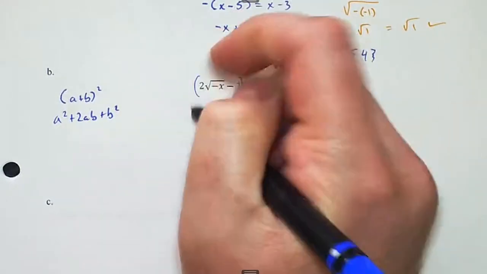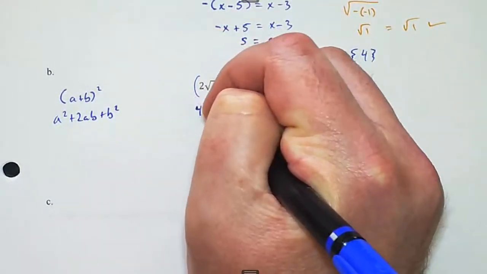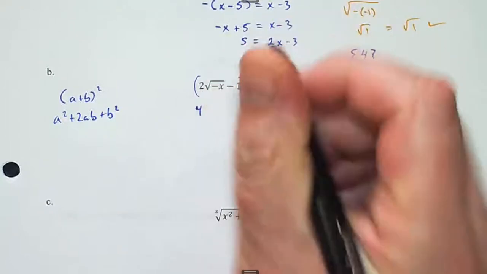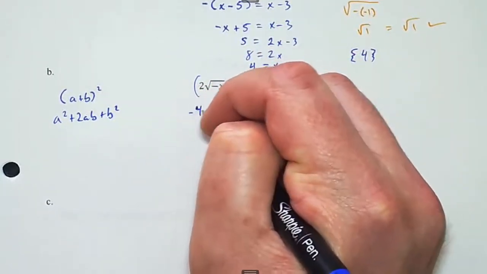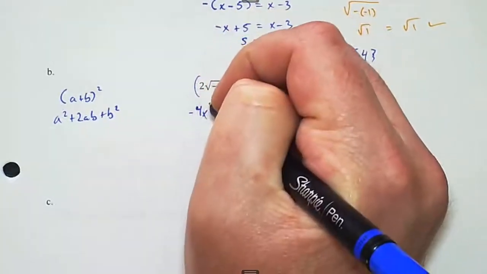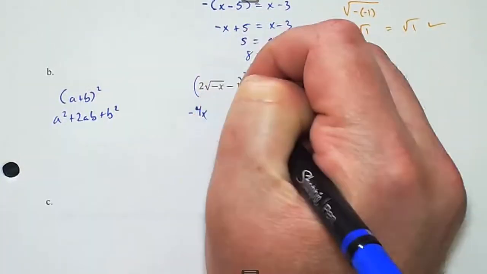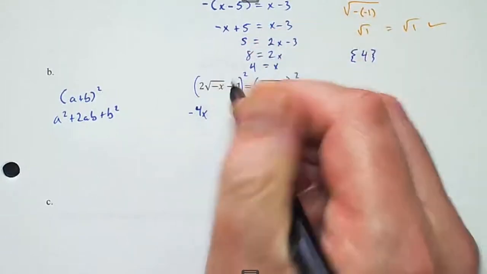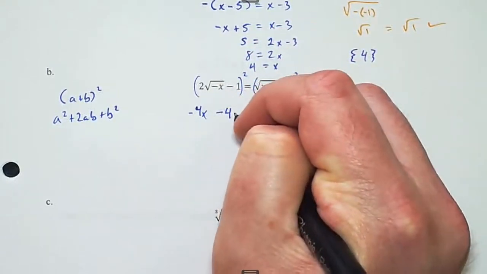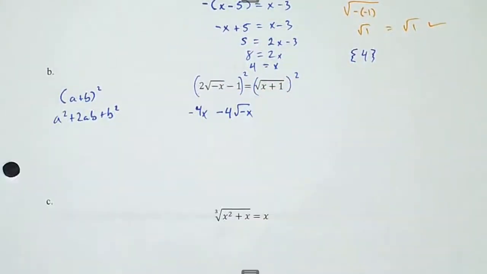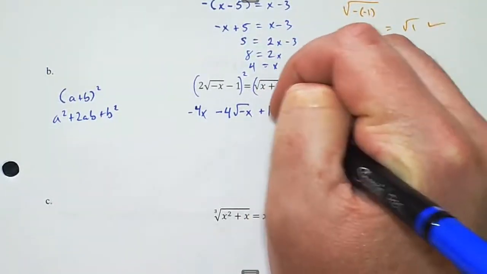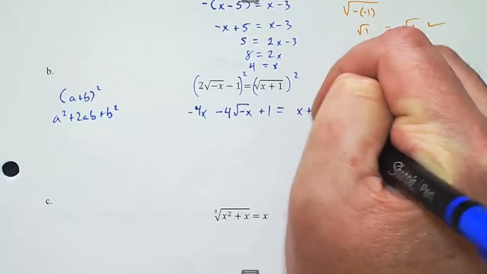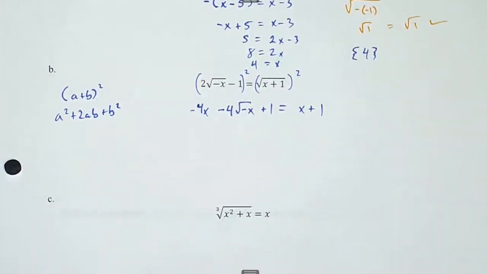So when I square this, I get 4 times, so the 2 gets squared and the root goes away. So it's 4 times the negative x, which is a negative 4x. Then I have to multiply these 2 together and double it. So it becomes a negative 4 root negative x. Then I square the negative 1. And the other side becomes just x plus 1.